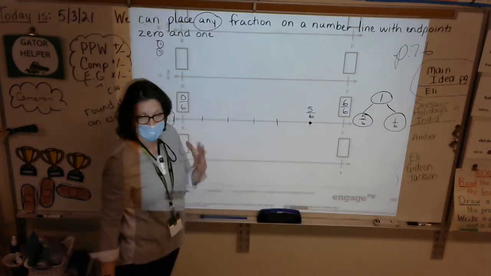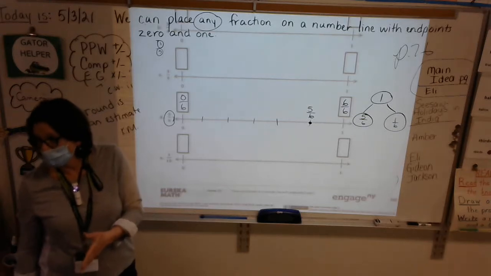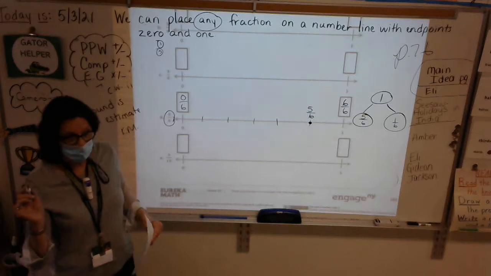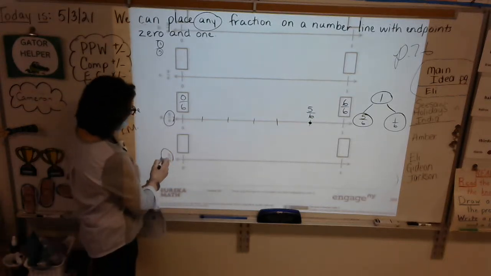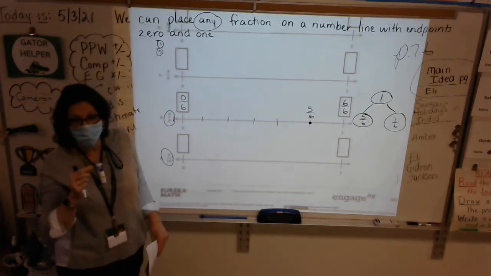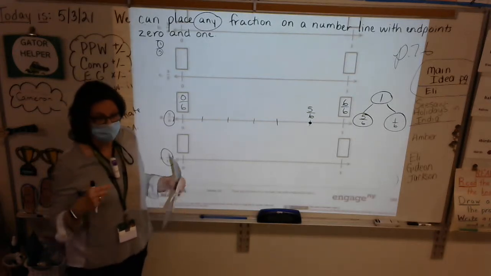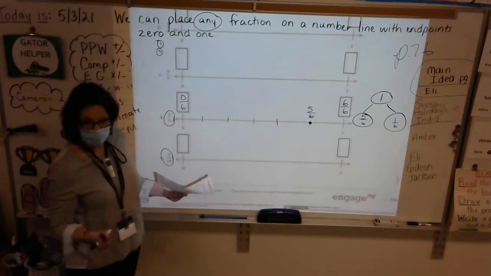Okay, the next one is tenths. So this is going to be tricky, so I'm going to ask you to do it with me when I do it, okay? Everybody got your pencil? Okay, we need tenths, 3/10. So first we're going to make fifths, okay? You ready to make fifths? And then once we have our fifths, we can split those in half to make tenths.